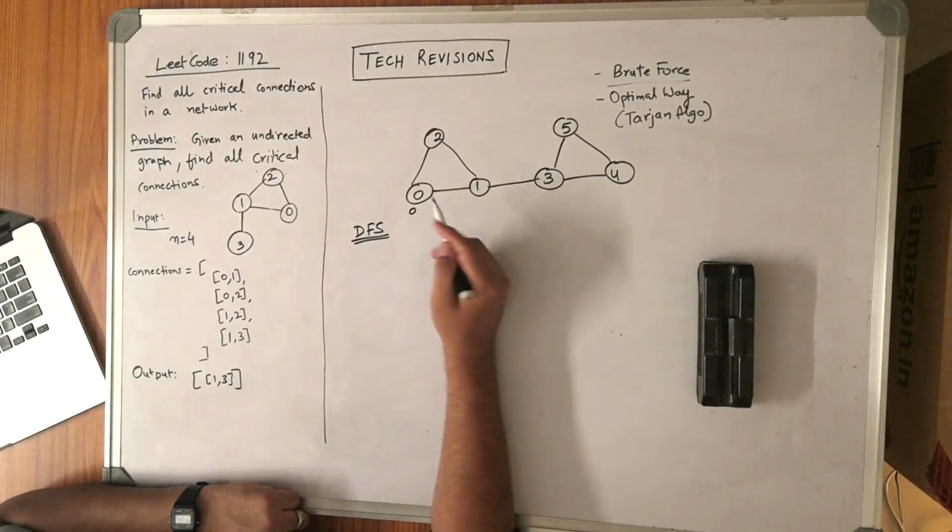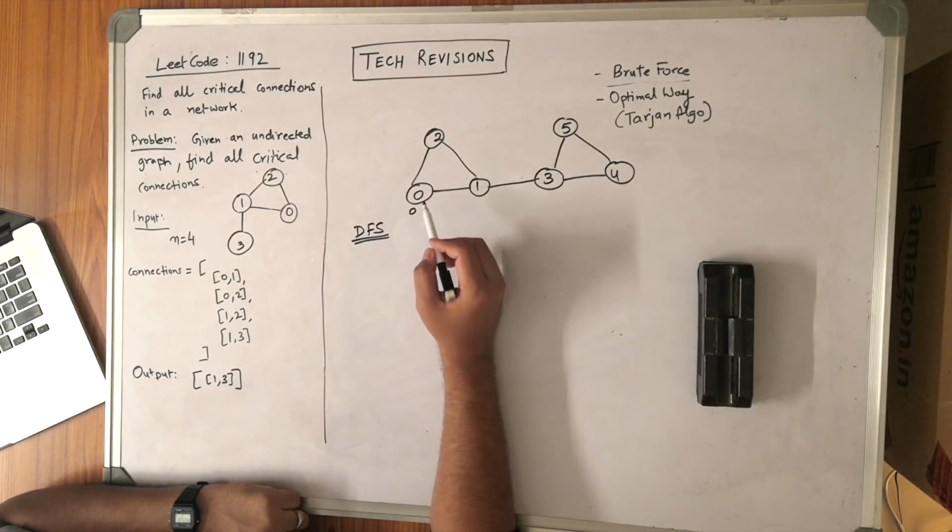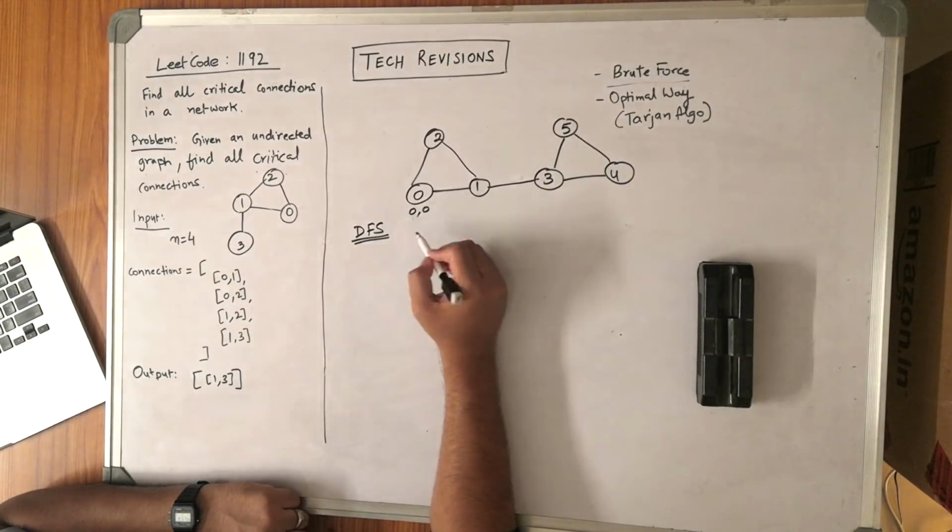And because I know only about this node, what is the lowest node reachable from this node? That is going to be itself. So you immediately assign 0 to it. So these are the two values which I'm tracking for every node.